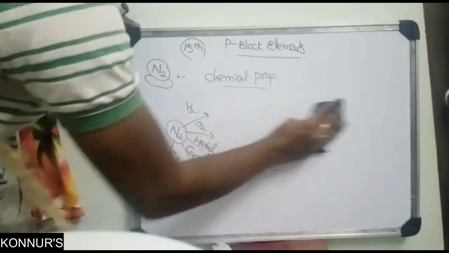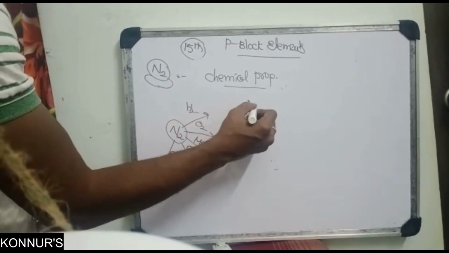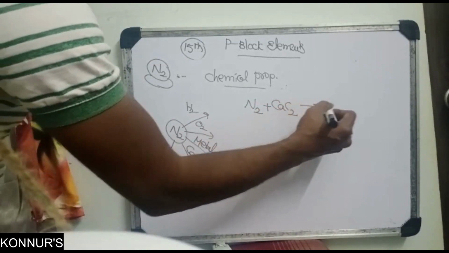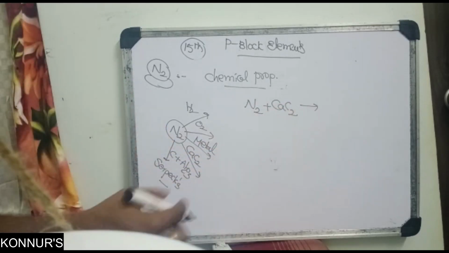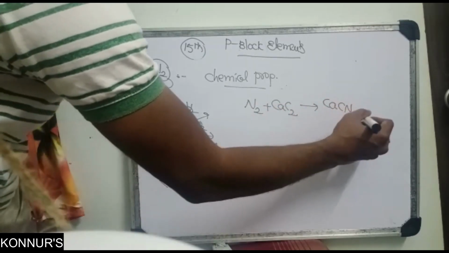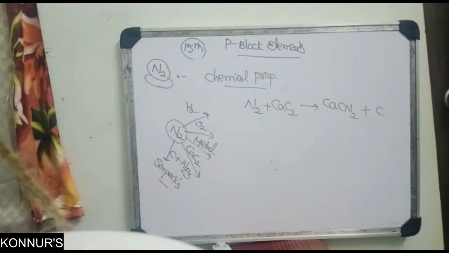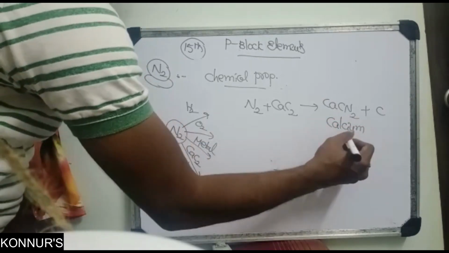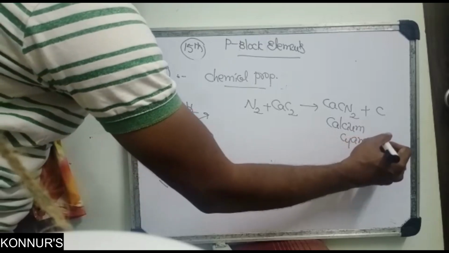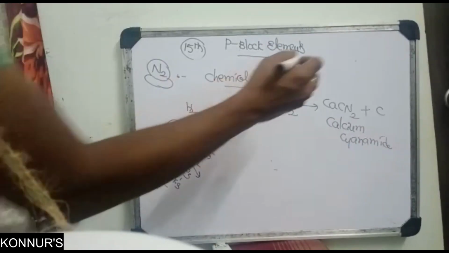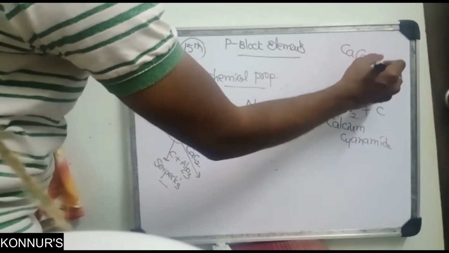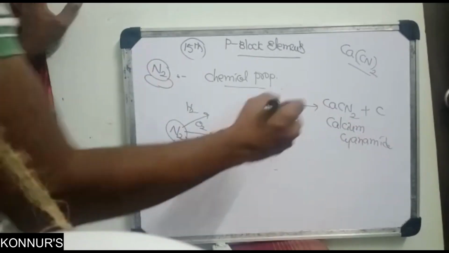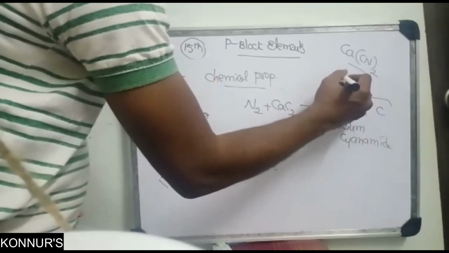So nitrogen reacts with calcium carbide. Nitrogen reacts with CaC2. So you are getting CaCN2 plus one carbon is coming outside. So this is calcium cyanamide. Calcium cyanamide, so not cyanide. Cyanide is different. Calcium cyanide means this is CN taken twice. That is cyanide. This is cyanamide. So this combination you call nitrolim.